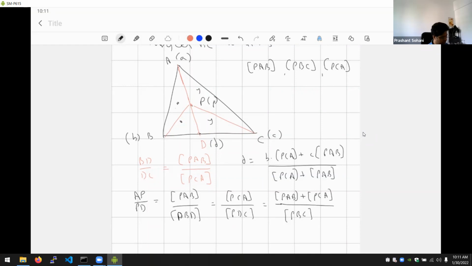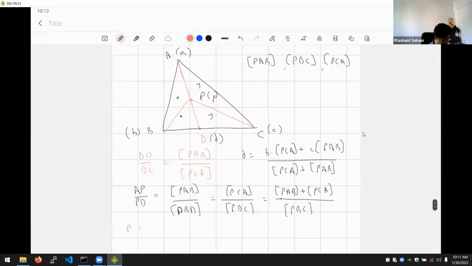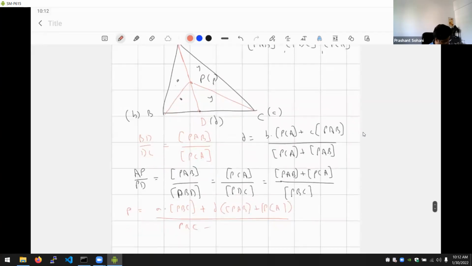Okay, so now I know, if I know again, I know the coordinates of point D, and on AP upon PD, I can apply section formula once more, and I'll get the coordinates of capital P. Okay, so capital P, the coordinate will be small p is equal to, again, A times PBC plus D times sum of all of them.